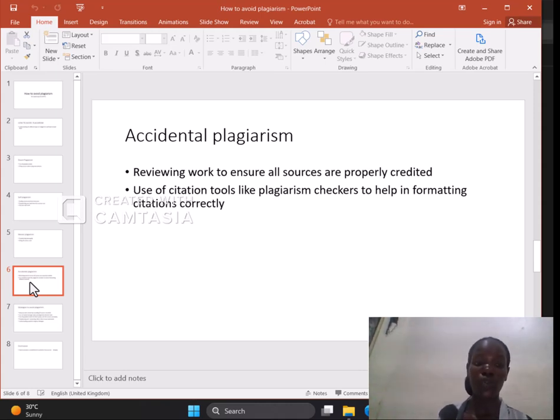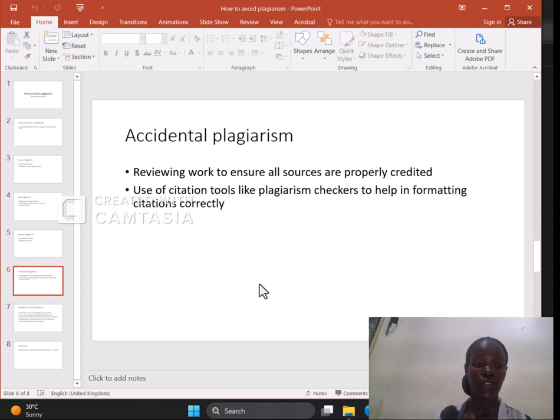So the best way to solve this problem is by reviewing work to ensure all sources are properly credited. Do your work in time, then recheck. By reviewing your work, you will know your mistakes, you will know what you have to correct, and many more. Thereby, you will even remember to credit the owners or the sources where you got your work.